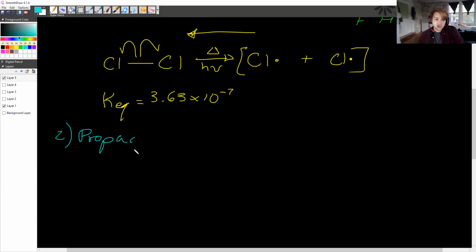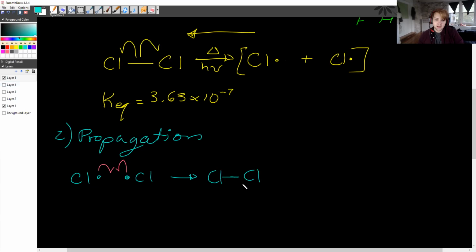Propagation is all about generating the carbon radical that we need in order to cause the reaction to happen. The chlorine radicals lack an octet because we homolytically cleaved the bond, so they're higher in energy. These chlorine radicals are hanging around with each other, and they could so easily come together and just reform this bond, right? That's what's happening in this equilibrium. They're preferring to reform the bond.